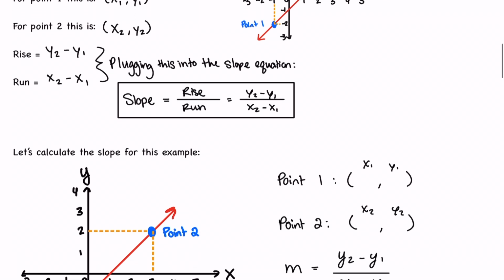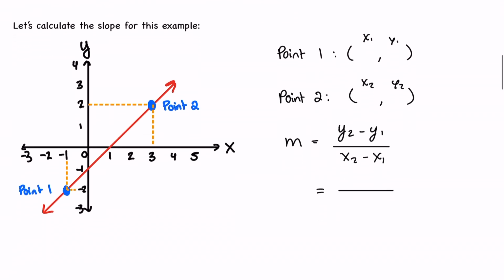So let's use our new equation for slope to calculate the slope for this example. So first, let's find our coordinates for point 1. So point 1 has an x value of -1 and a y value of -2. So let's write that down. Point 2 has an x value of 3 and a y value of 2. So let's write that down as well.